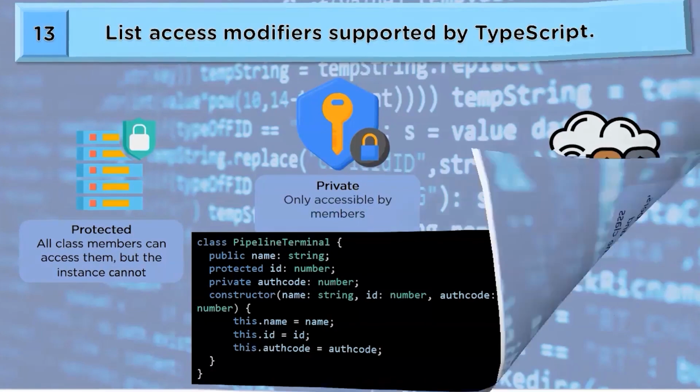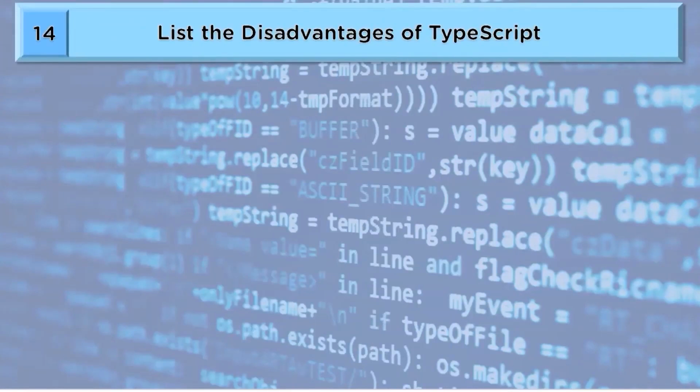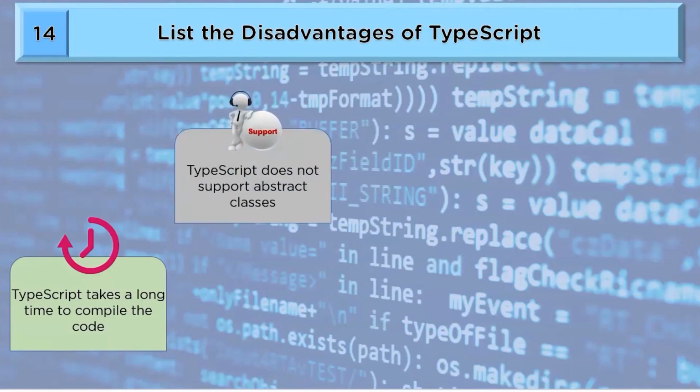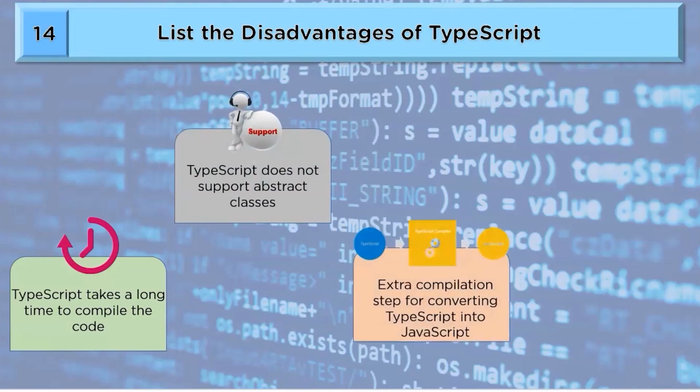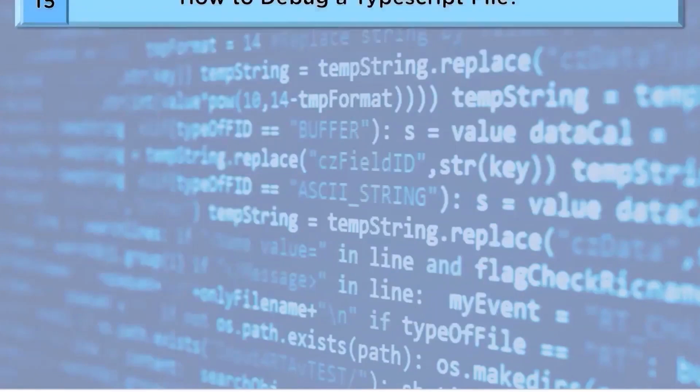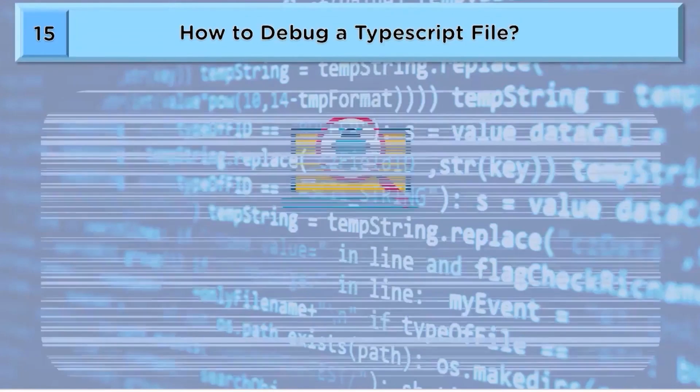List the disadvantages of TypeScript. TypeScript takes a long time to compile the code. TypeScript does not support abstract classes, and there is an extra compilation step for converting TypeScript into JavaScript. TypeScript has an overly complicated typing system. How to debug a TypeScript file?